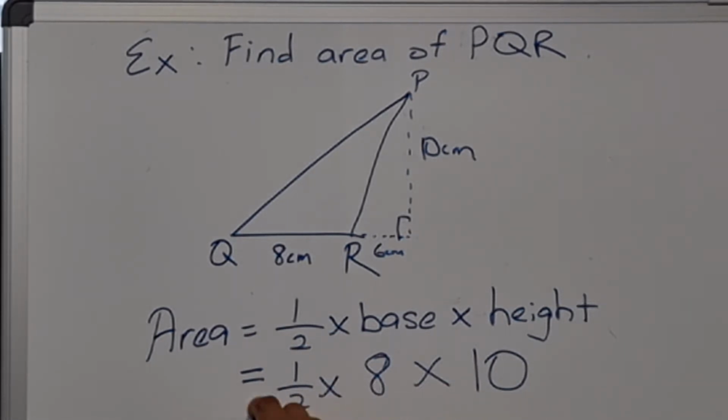Okay, so fraction, half times 8 will give you 4. 4 times 10 will give you 40. And then write down the unit, cm squared. And now we will go on to perimeter.